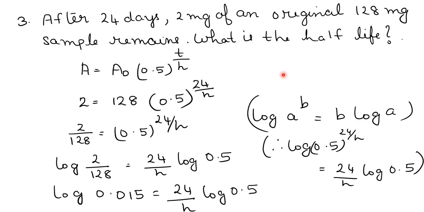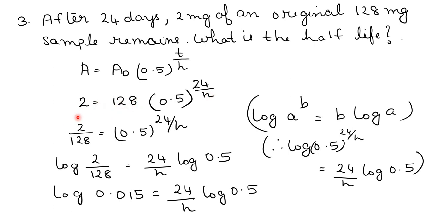So this is a little bit different. After 24 days, 2 milligrams of an original 128 mg sample remains. What is the half-life? They have not given the half-life. So A is equal to A naught into 0.5 power T by H. The initial amount is 128. The amount left is 2, 0.5 power 24 by H. We have to find out 24 by H.